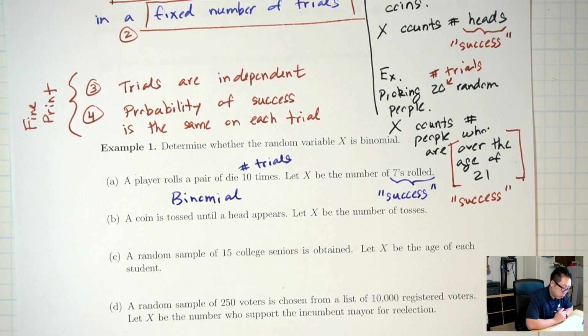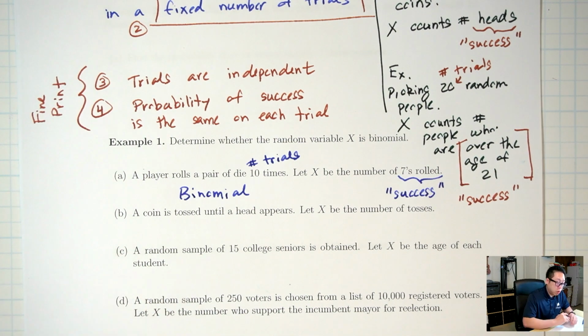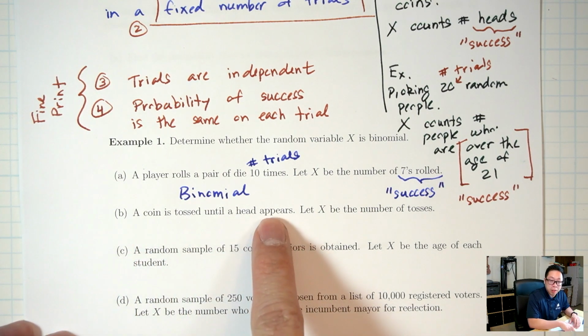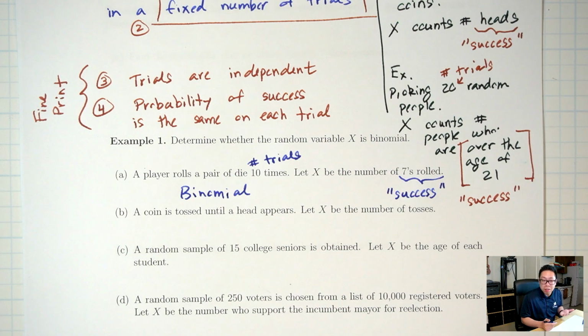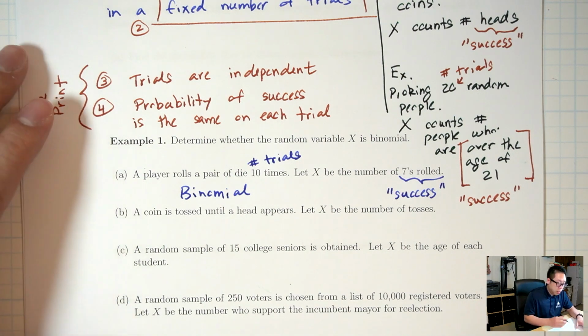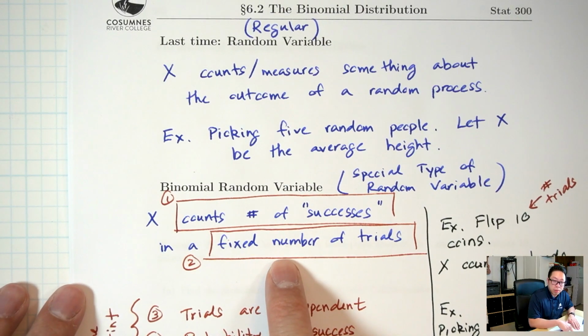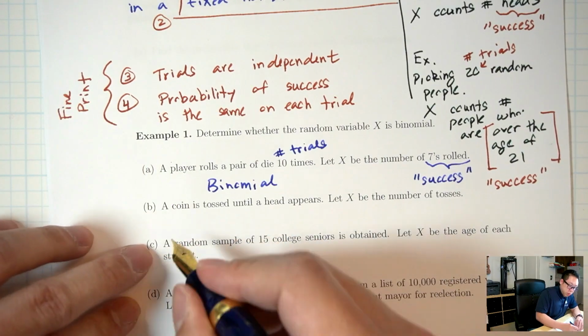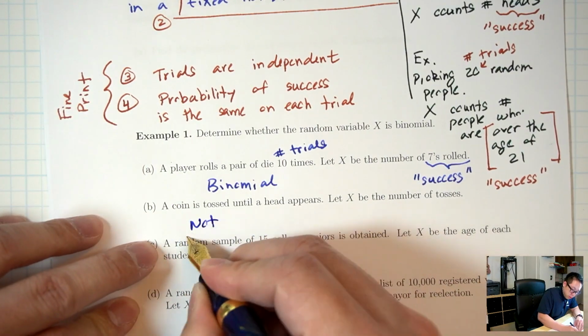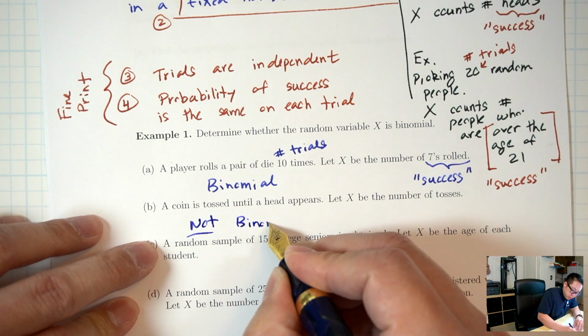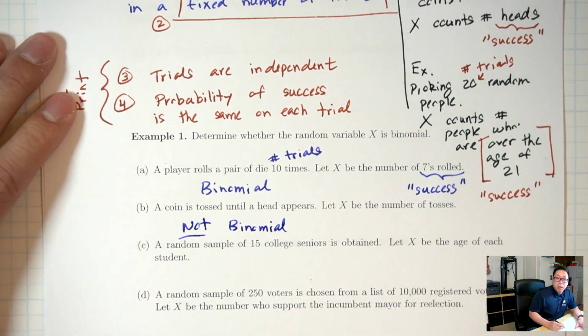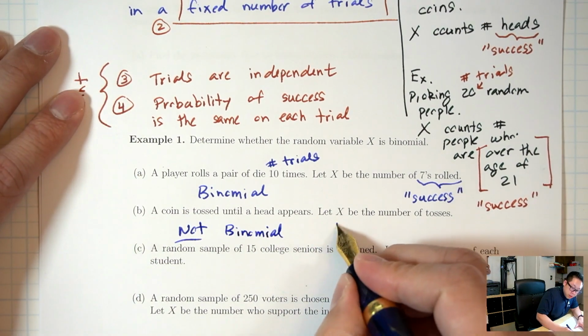Part B: a coin is tossed until a head appears. Let X be the number of tosses. Here, flipping a coin is the random process. Are we doing it a fixed number of times? No. You're flipping a coin until a head appears. You don't know if it's going to be on the second toss, on the 10th toss, or on the 20th toss. So we're not doing it a fixed number of times. So this is not going to be binomial, because the number of trials is not fixed.